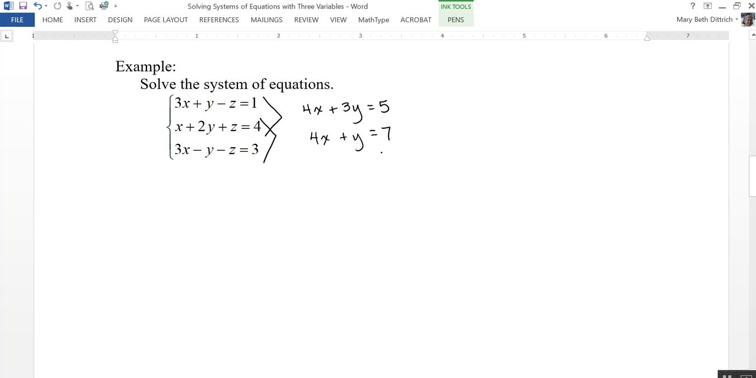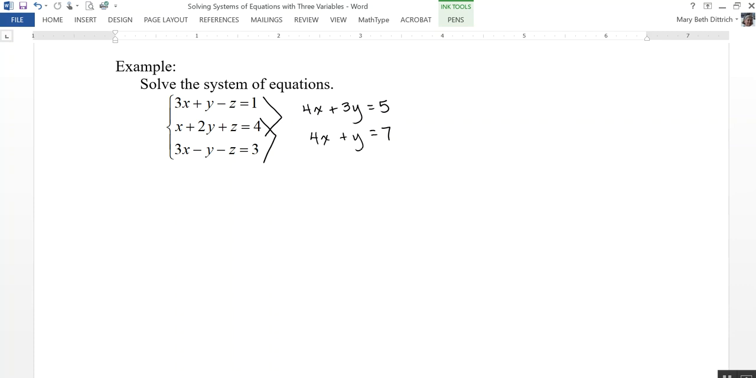So now I'm left with a system of equations that have just an x and a y. It's not always going to be z. It kind of depends on what your coefficients are, and you might actually have to multiply one of the equations in order to do that. But make sure that you're doing elimination twice and eliminating the same variable.